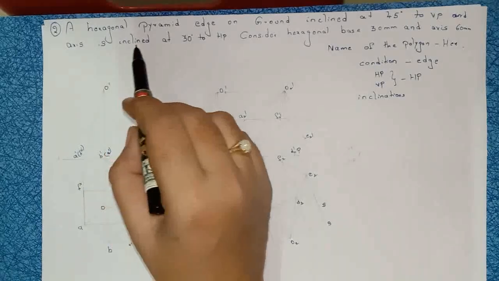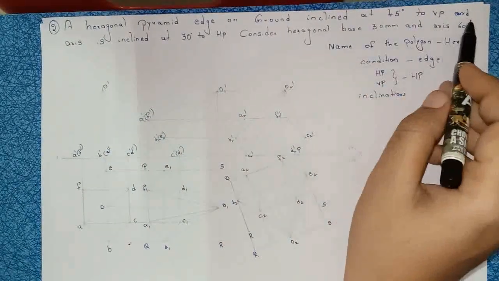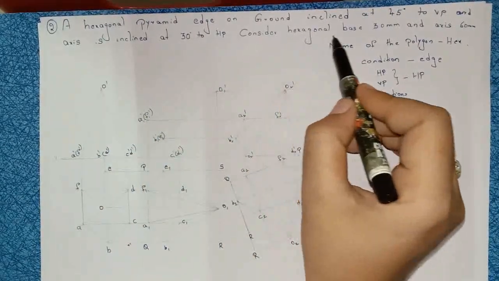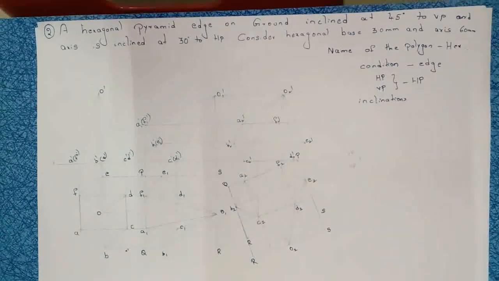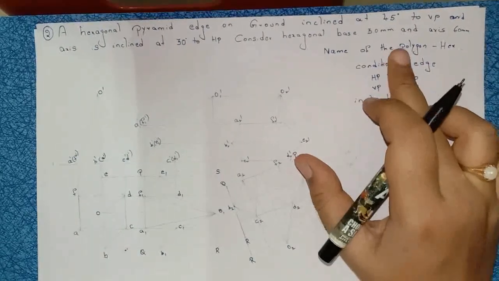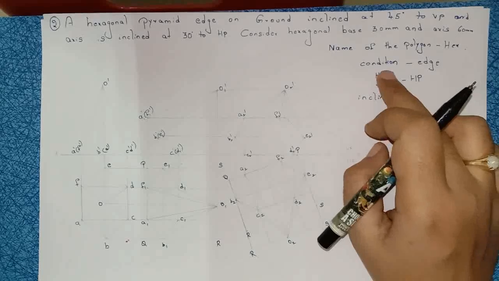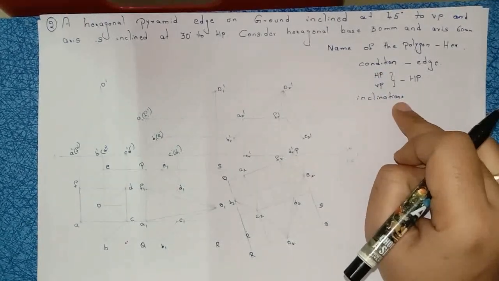What is the question? A hexagonal pyramid, edge on ground, inclined at 45 degrees to VP and the axis inclined at 30 degrees to HP. Consider the hexagonal base as 30 mm and axis 60 mm. Draw its projections. This is your question. After reading the question, you definitely have to write these 4 points. What is the name of the polygon? What is the condition? Where do we have to start, in HP or in VP? What are the inclinations?